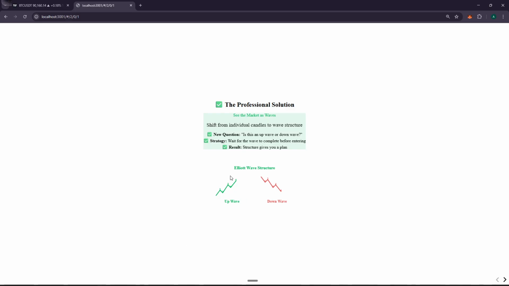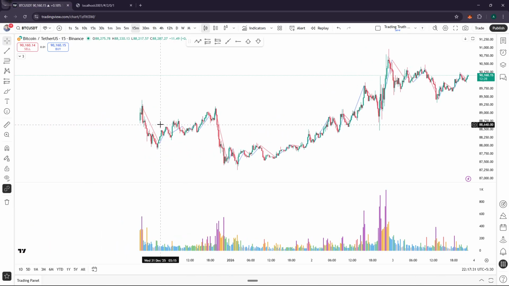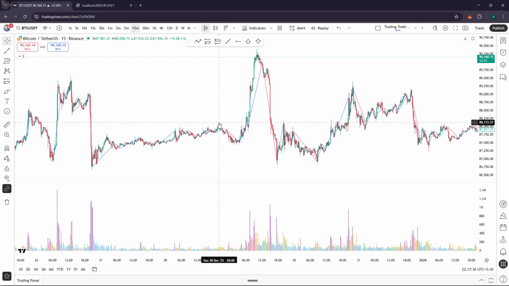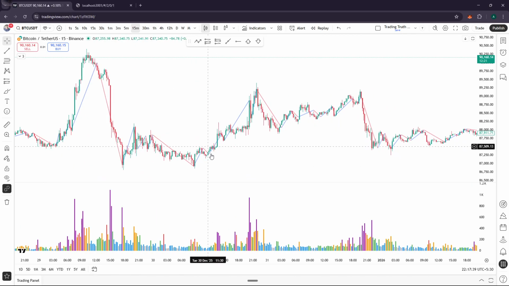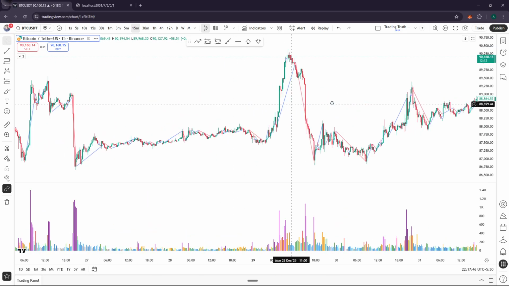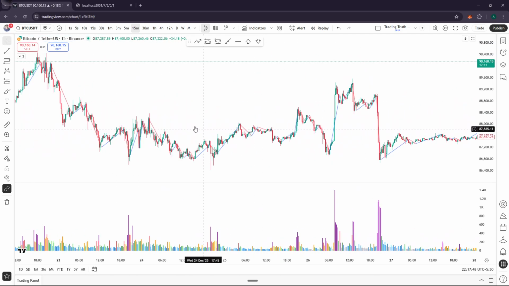We call it Elliott wave structure. Waves generally go like this, a 5-3 wave: 1, 2, 3, 4, 5, and then when it retraces, A, B, C. So 5 waves up, and 3 waves down. Let me show you an example here. This is a very simple example: 1, 2, 3, 4, 5, and then A, B, C. You can go ahead and look at a couple of examples there.